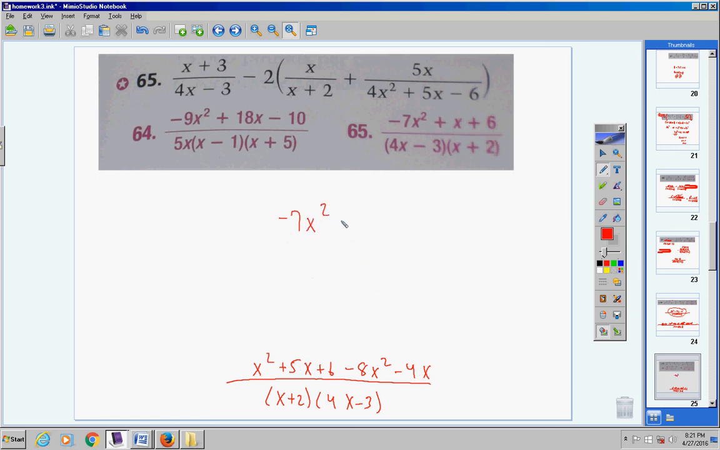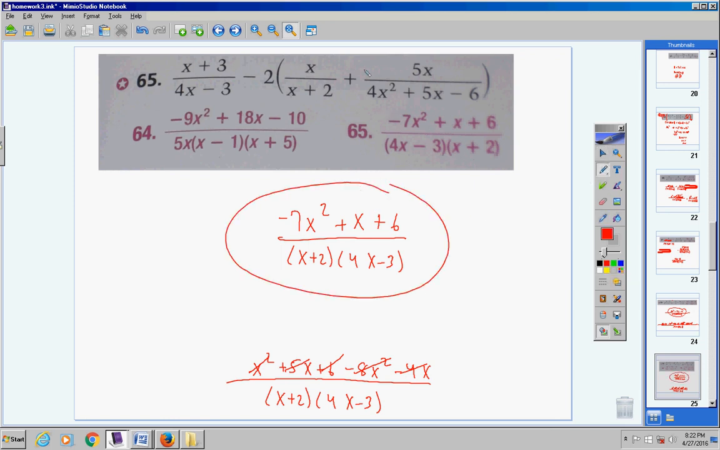That's good. And we have a positive 6. Well, we actually got it right. So if you take x squared minus 8, that's negative 7x squared. 5x minus 4x is 1x. And then positive 6 is this, all over your common denominator, which is this. Okay? Wow, that was a long problem.